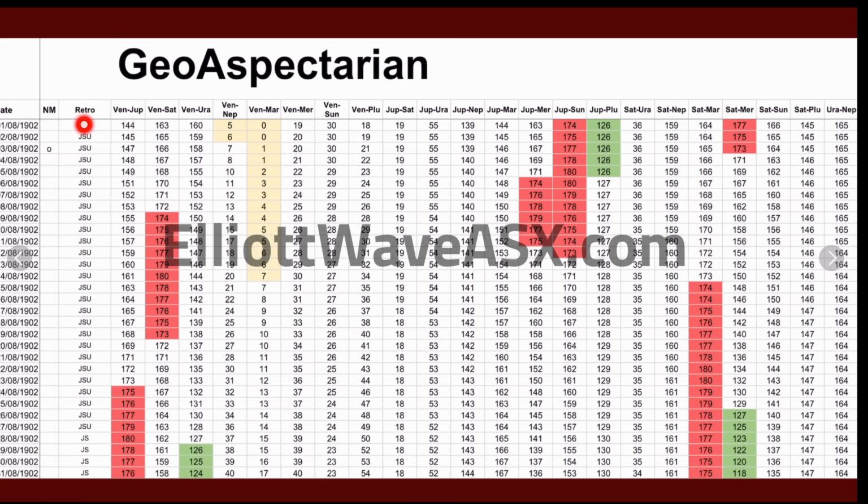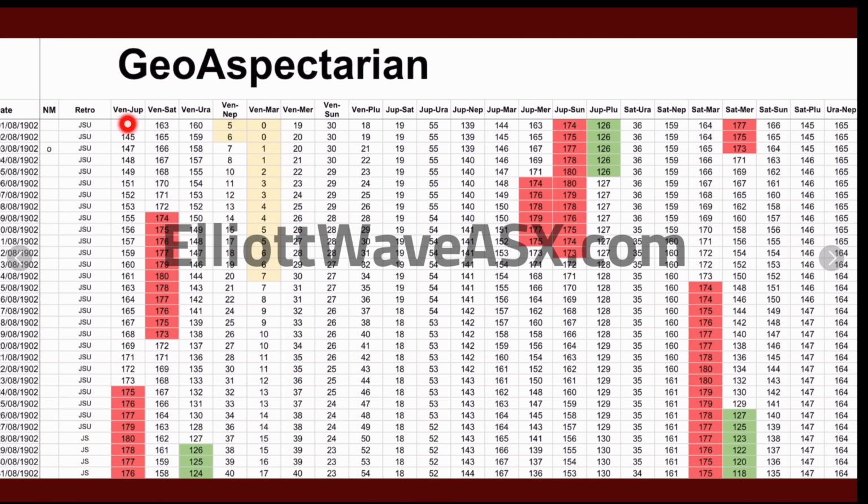Now, retrograde motion, I won't get into too much detail here, but again, retrograde is important, and we have the letter of the planet if it's in retrograde. So at the moment, on the 1st of August 1902, Jupiter, Saturn and Uranus are all in retrograde. And you can see here, Uranus ends its retrograde here because the U drops off the next day.